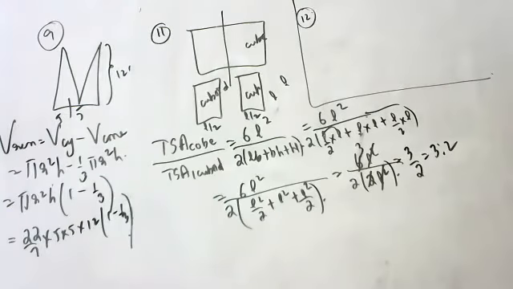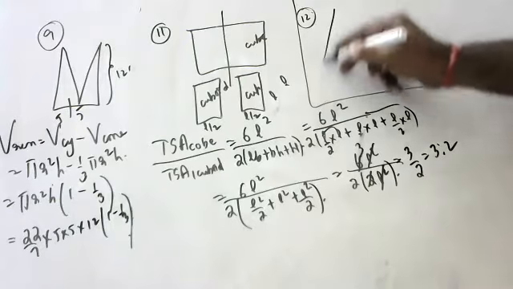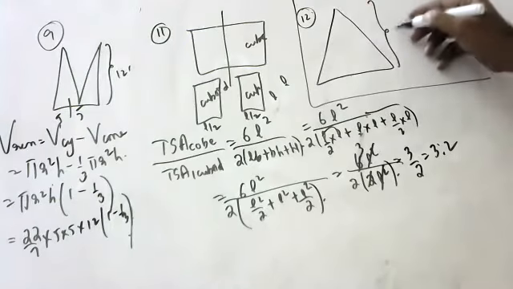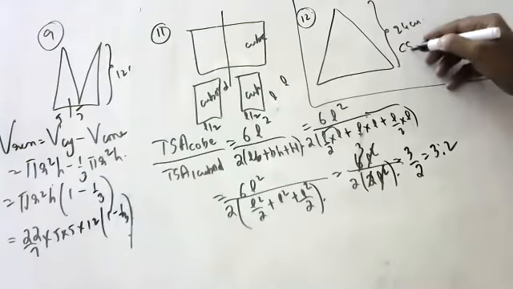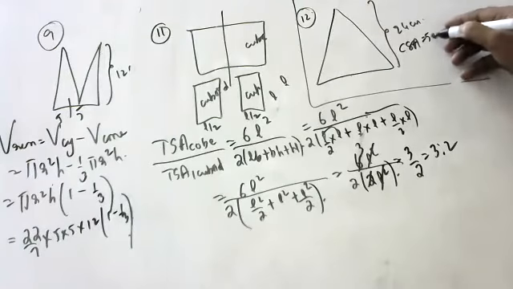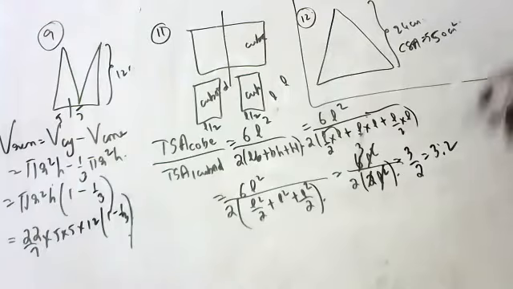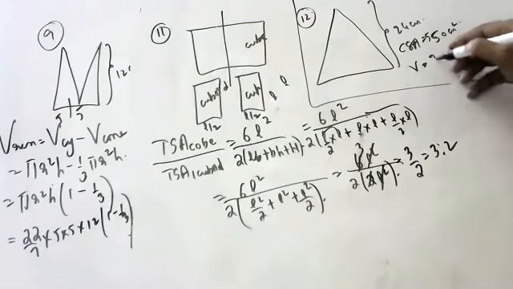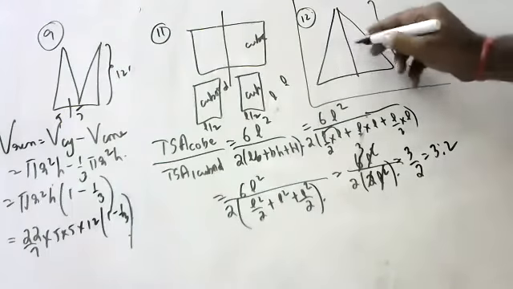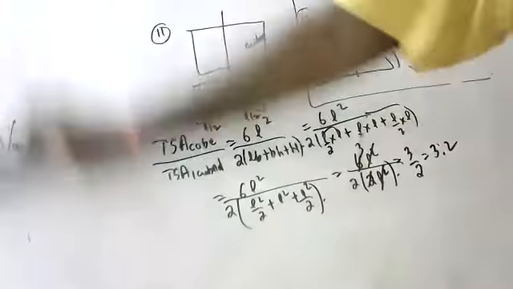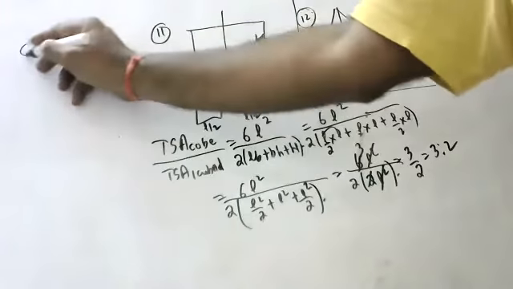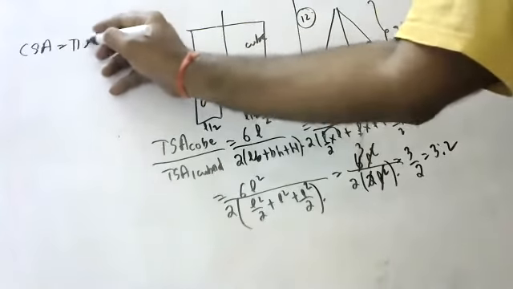Next question. A cone of height 24 centimeters. Children, a cone is there of height 24 centimeters and CSA of the cone is 550 centimeters square. What is its volume? What is the CSA of cone?